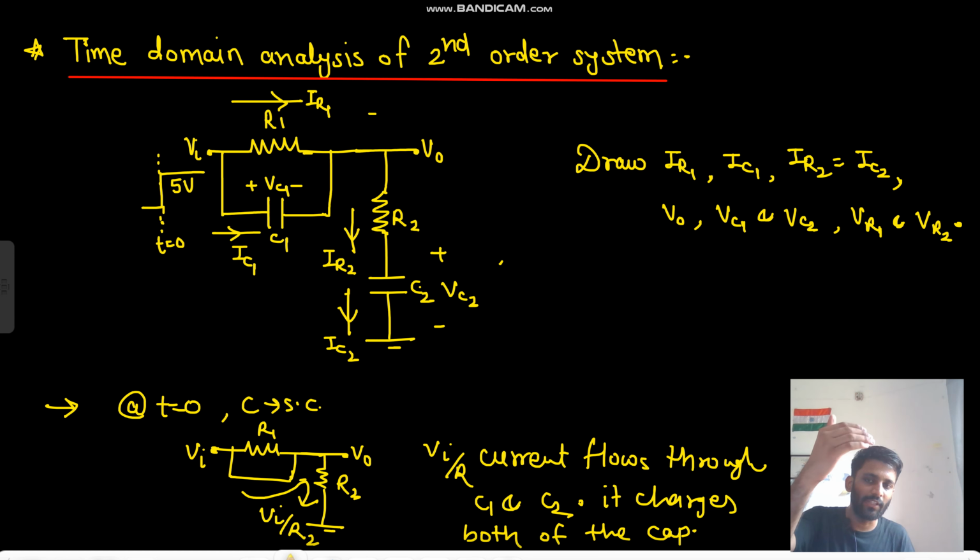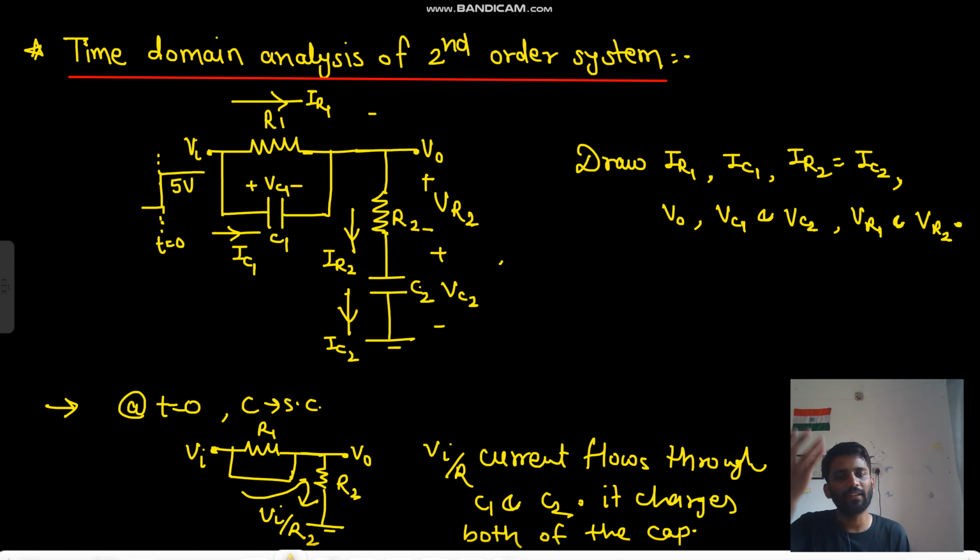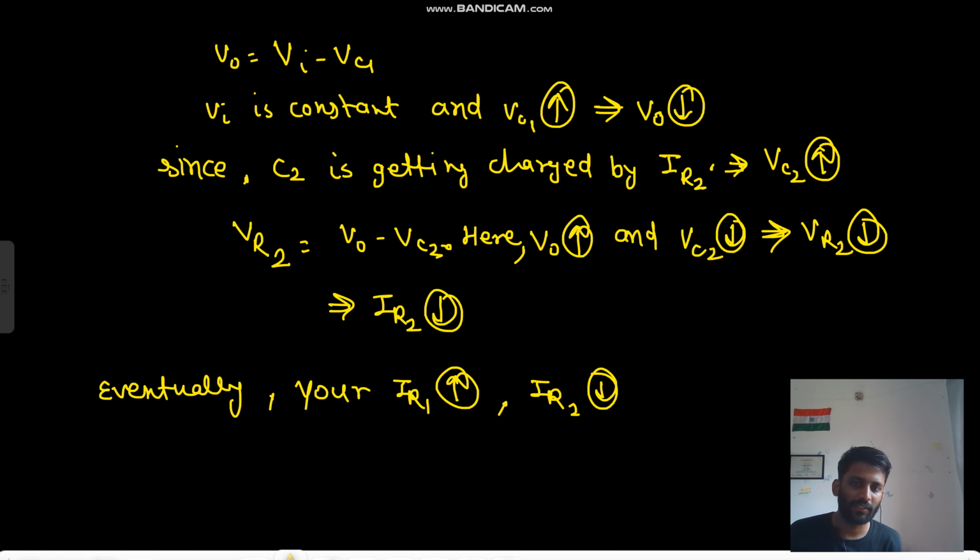So your V0 minus VC2, that is equal to VR2, that is going down. This VR2 is going down. That means your current IR2 is going down. So eventually your current IR1 is going up and your current IR2 is going down. And also your V0 is going down. IR1 is increasing, IR2 is decreasing, and your V0 is going down.